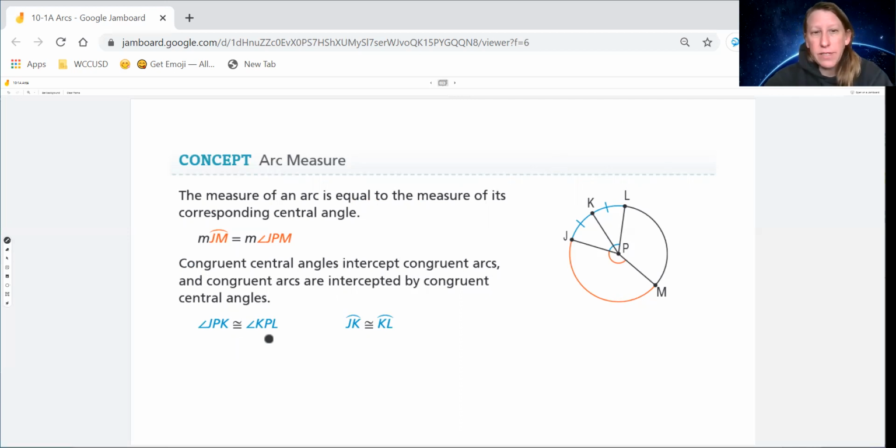Also, arcs can be congruent, just like angles can be congruent. If angles have the same measure, they're congruent. If arcs have the same measure, they're congruent. And you can see the way we write it. We write it with the little m. So the measure of angle JPM is the same as the measure of arc JM.